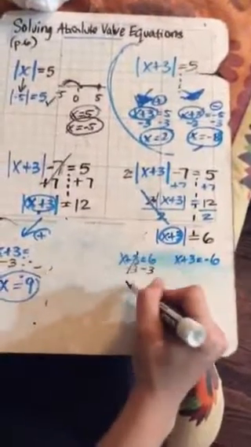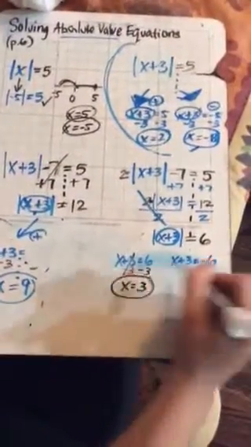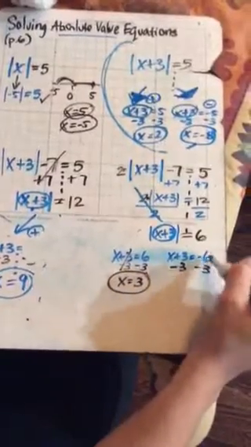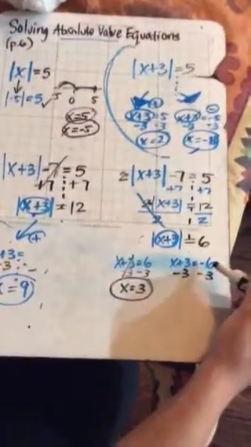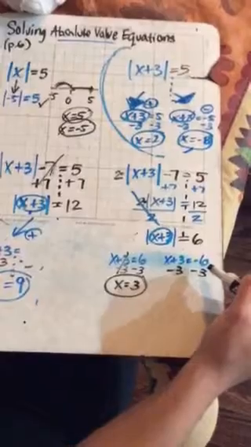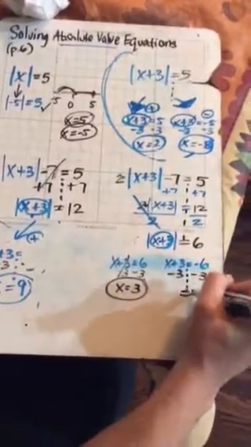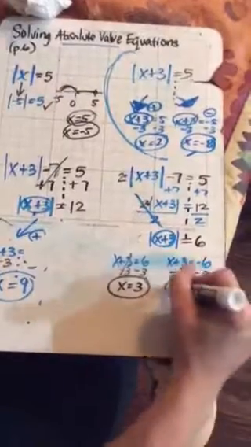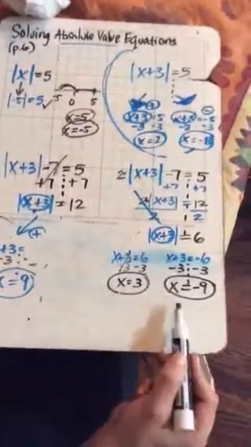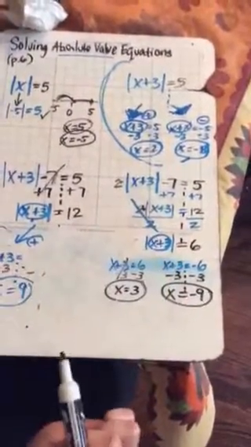Subtract 3, x equals 3. Subtract 3. Bills and bills, be careful right here. A lot of people say negative and negative become positive. That's only if you're multiplying and dividing. We're not multiplying and dividing. So that's negative 9. Bills and bills. So here are 2 solutions for this equation.